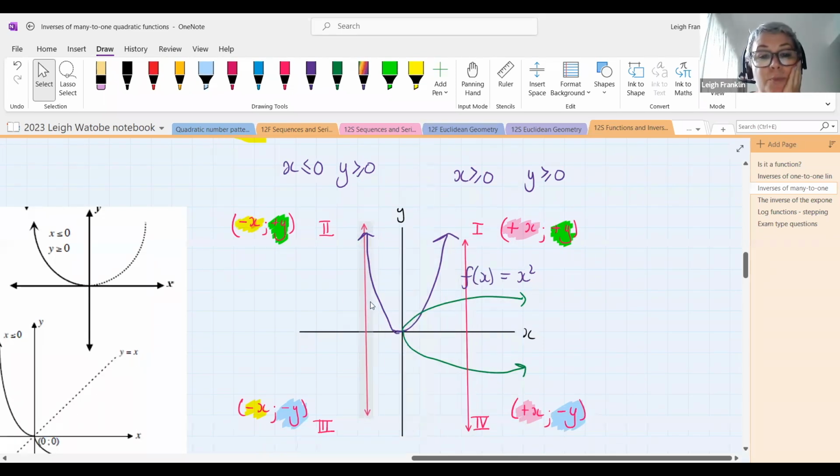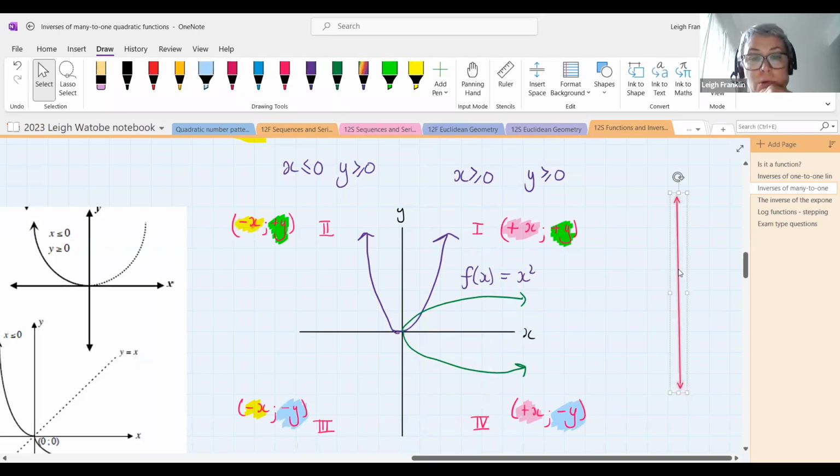If I do that with the purple one, it's not failing the vertical line test. So that means that it is a function. But the green graph, the inverse of the purple one, is not a function. So I want it to be a function. So if I want it to be a function, I have to restrict the domain of my original function.